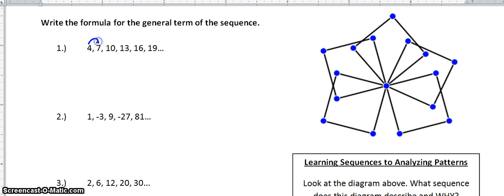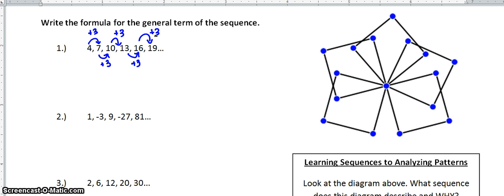So from 4 to 7, if I'm thinking addition, I'd have to add 3, and that trend will hold true for the entire sequence. So from 10 to 13, you also have to add 3. From 16 to 19, you also have to add 3. So this one had a difference that you would add. Sometimes the pattern is an addition, though. It could be subtraction, multiplication, division. It could be a lot of things.